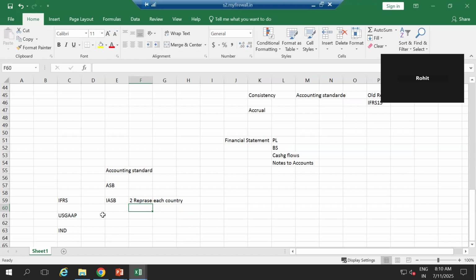Now, what happens to US GAAP? They will also have an accounting standard board. India will also have an accounting standard board. So US GAAP will look at the International Accounting Standard Board and try to adopt the IFRS in the local version of the US. Again, the Indian accounting standard board will take the IFRS and adopt it into the local accounting standards. Clear?